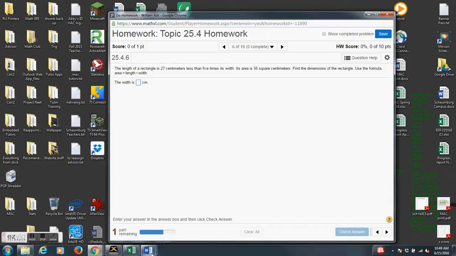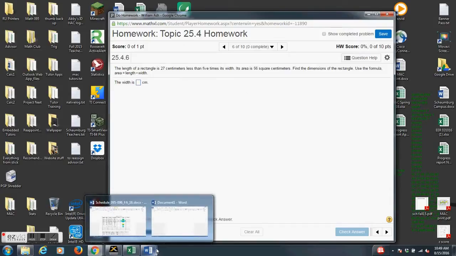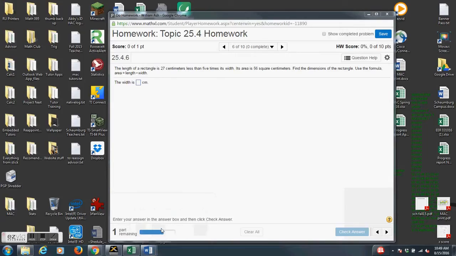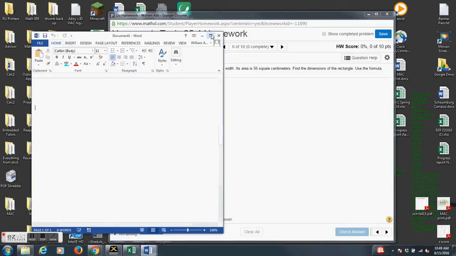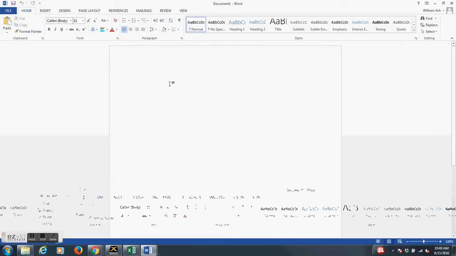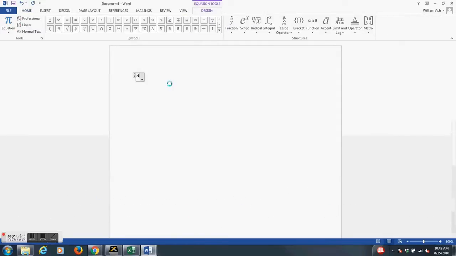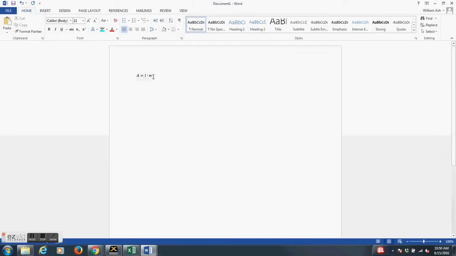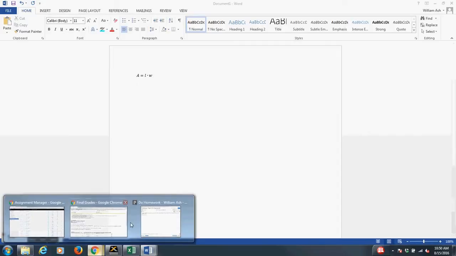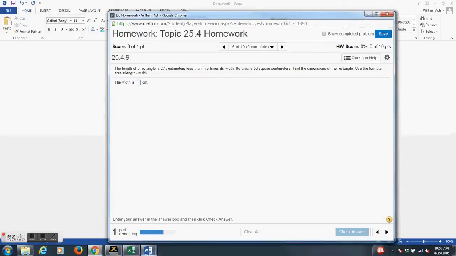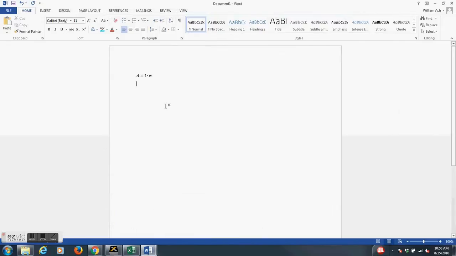All right, so this is the question. Anytime we're dealing with these area problems, we're essentially turning it into one of these quadratic equations. We're always going off of this: area equals length times width. We have two different variables in here, so we have to write one variable in terms of the other. They tell us the area is 56, so I should go ahead and put that in.